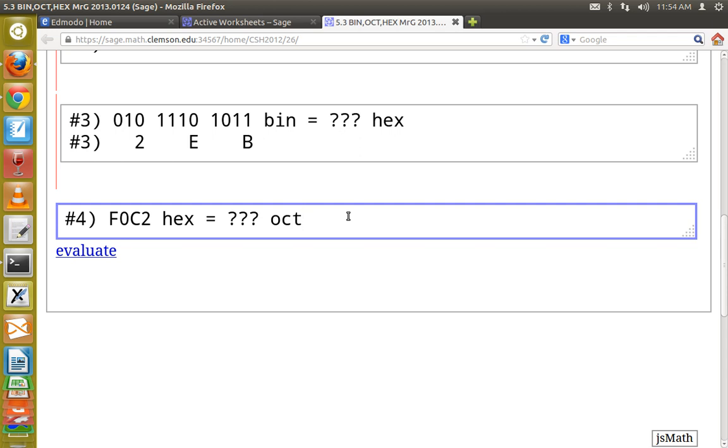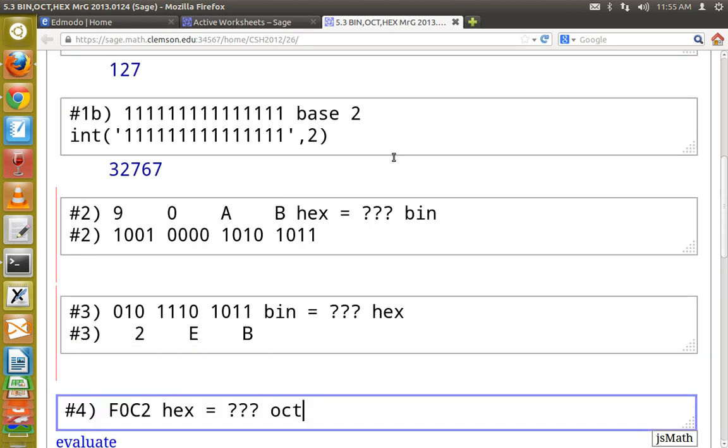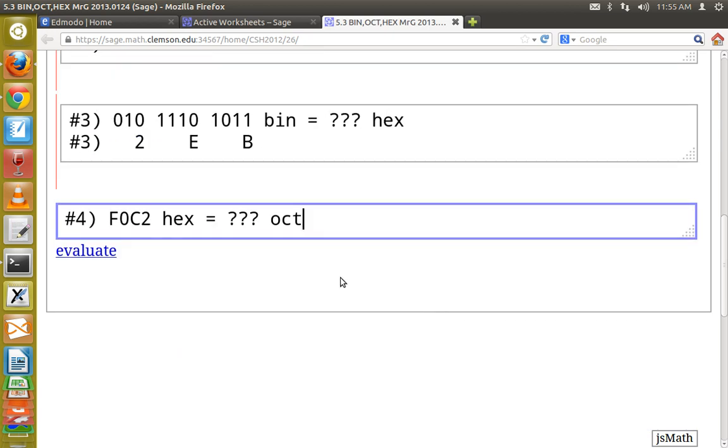All right, let me give you a hint. Well, you can, but I'm going to try and do it this way. I'm going to try and use this trick a little bit. Could I convert this to binary? Didn't we just do it? Yeah. Up here? We know how to convert hex to binary. Is there an easy way to convert binary to octal?